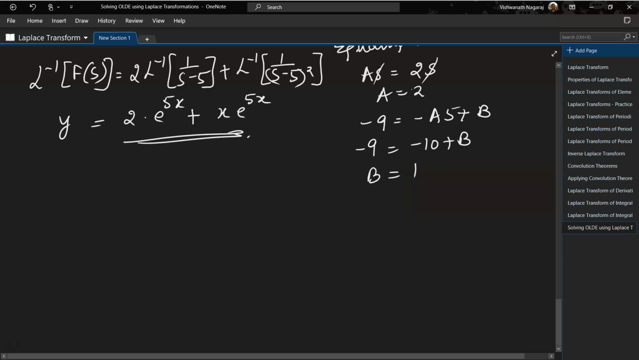So that is applying Laplace transformations to solving ordinary linear differential equations.